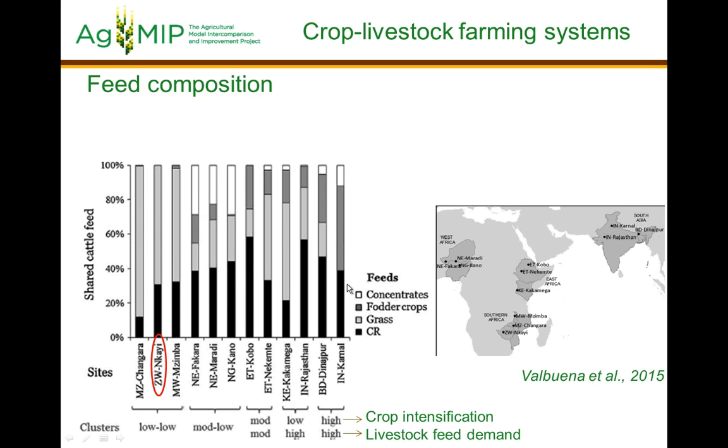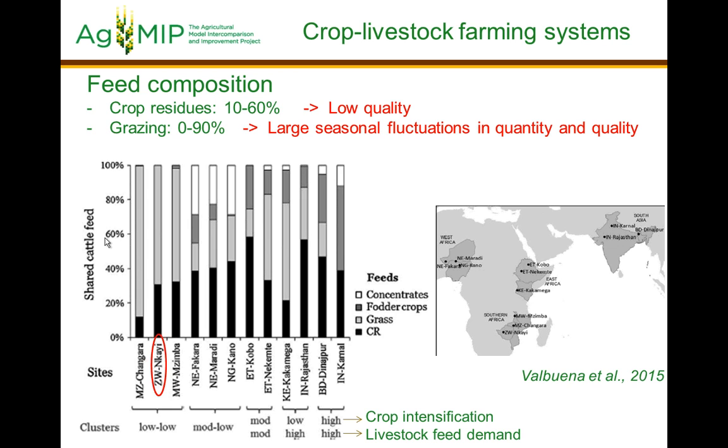Now, what I wanted to really highlight with this figure is that the feed composition varies, of course, between those different systems, but that first of all, crop residues usually play a very important role. In some systems, perhaps a bit less, especially where crop intensification and livestock feed demand are very low. But overall, the crop residue proportion in the diet ranges from 10 to 60%. But the problem is that crop residues are often of low feed quality, as you probably know very well.